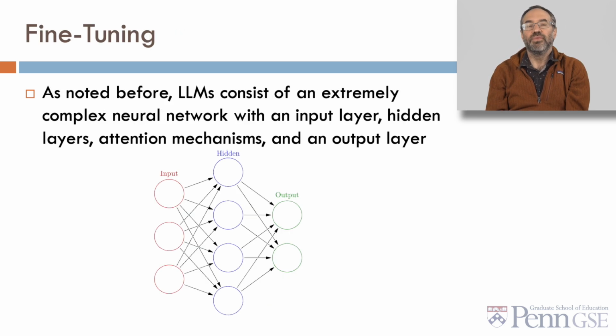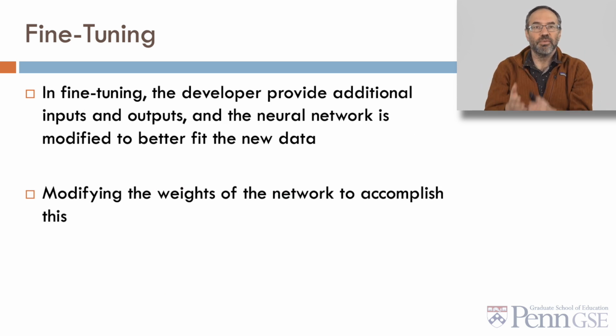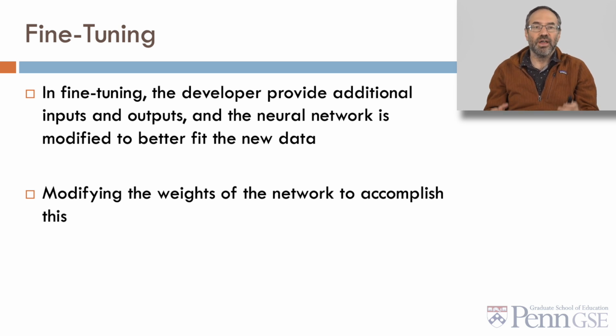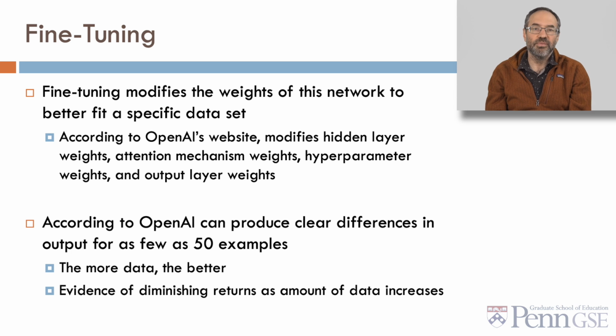So, as noted much earlier in the course, large language models, like other deep learning, consist of an extremely complex neural network with an input layer, hidden layers, attention mechanisms, and an output layer. In fine-tuning, the developer provides additional inputs and outputs, and the neural network is itself modified to better fit the new data, modifying the weights of the network to accomplish this. More specifically, fine-tuning methods modify the weights of a network to better fit a specific dataset.